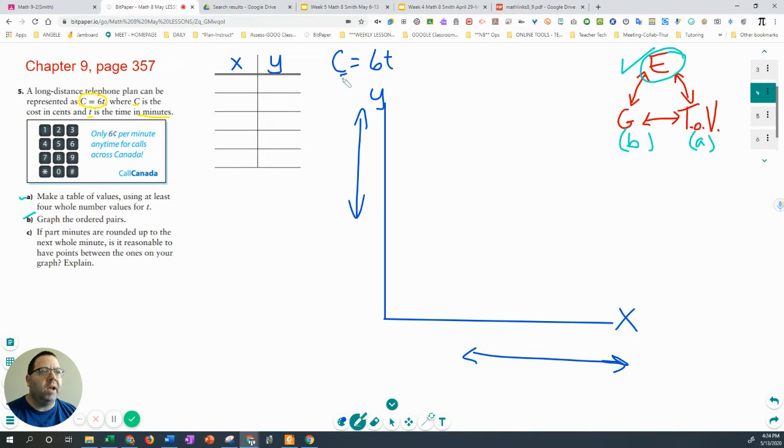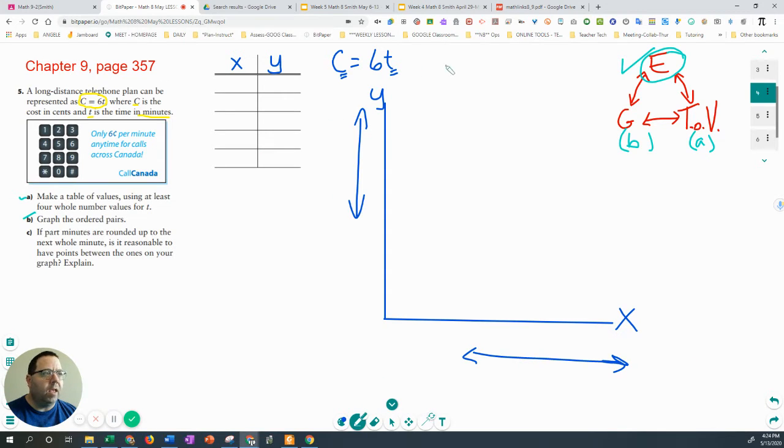So you may be asking yourself, but Mr. Smith, I don't have an x and y. I have a c, and I have a t, okay? Now that I've quoted them, I will just make sure it's not so cluttered. So where do they go?